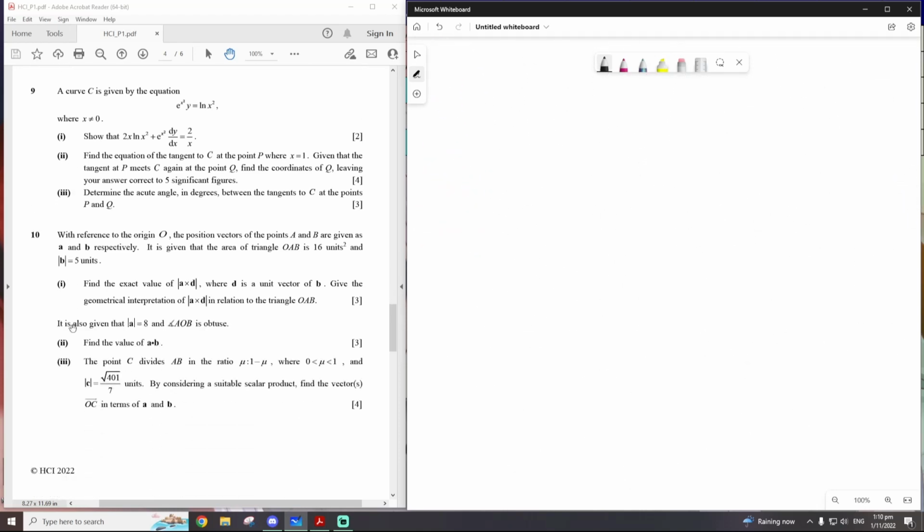Question 10, vectors. It's actually not too difficult of a question, just that there's an annoying part, and I'll explain that in a bit. So referring to origin O, position vectors of A and B are such that the area of triangle OAB is 16 square units and mod B is 5 units. Okay, so you can draw the diagram if you want, but I will skip drawing the diagram.